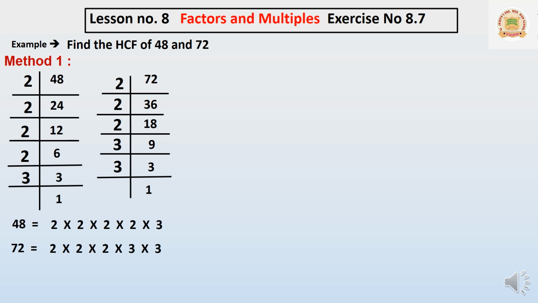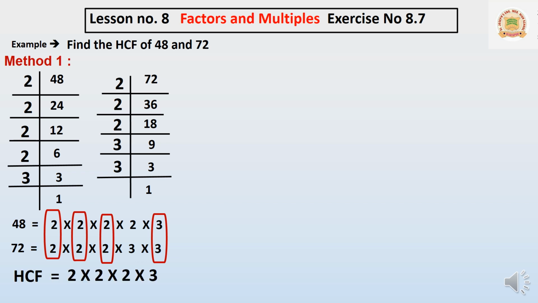Among both factors, the ones that are common, we have to circle now. Here the first number 2 and 2 is there, circle. Second, 2 and 2 is there, circle. Third, also 2 and 2, circle. Next, 2 and 3, no, cannot circle, because it is different. Now last, 3 and 3 is there, so you have to circle. Therefore HCF is equal to 2 into 2 into 2 into 3. Now multiply this. 2 2s are 4, 4 2s are 8, 8 3s are 24. So 24 is the highest common factor for 48 and 72.